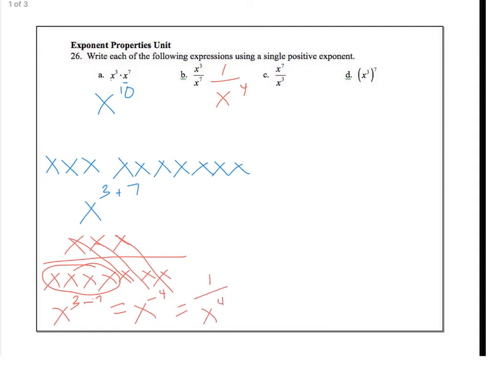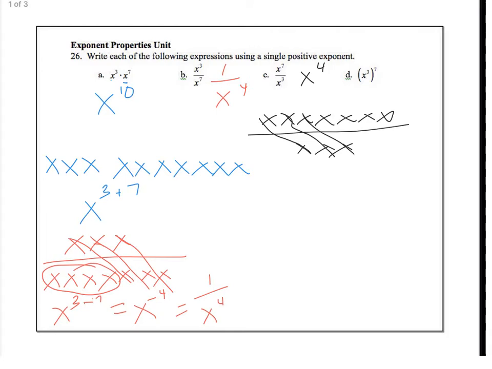Alright, I'm going to do C in black, x to the 7th over x cubed. So for that one, I'd have x to the 7th, so 1, 2, 3, 4, over x cubed. Go ahead and cancel some of those out. Just left with x to the 4th up top, so just plain x to the 4th.